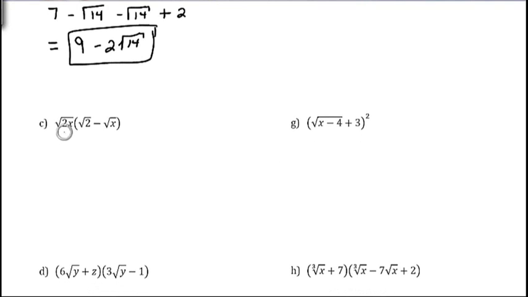Next example, we have the square root of 2x times the quantity square root of 2 minus square root of x. So again, I need to distribute. And square root of 2 times the square root of 2, that's 2. But there's no x there, so the square root of x stays the same. Minus square root of 2x times the square root of x, and so square root of x times the square root of x is just going to be x, so that's going to be x times the square root of 2.